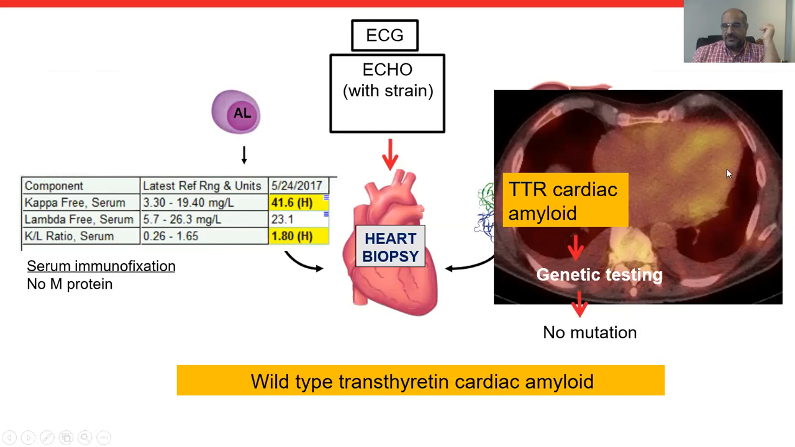With cardiac uptake of the tracer higher than or equal to the bone uptake of the tracer, as you can see. And the kappa chain here was 41, not that high, just double the normal, but normal lambda. And on serum immunofixation, there was no M protein. This case was diagnosed as wild type transthyretin cardiac amyloidosis.